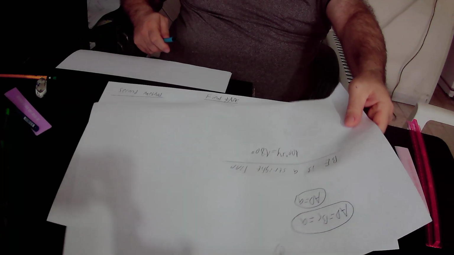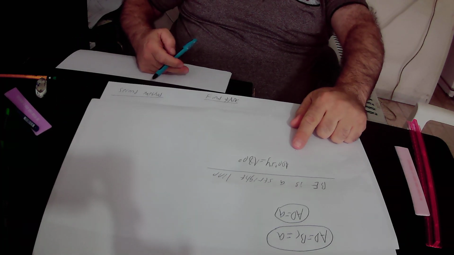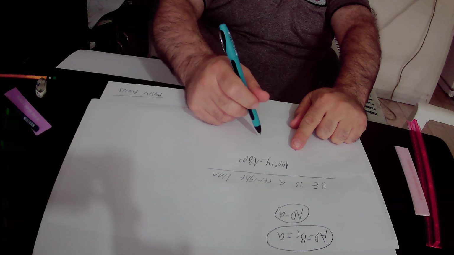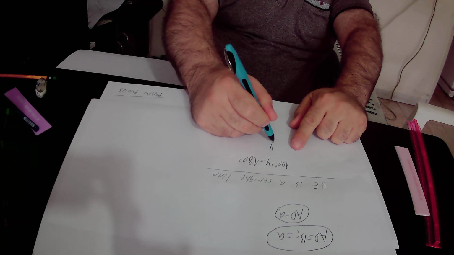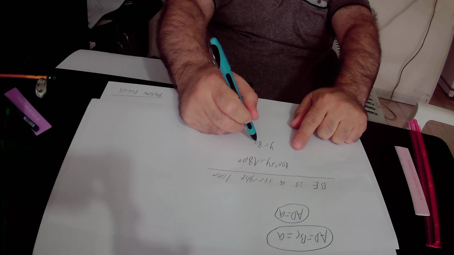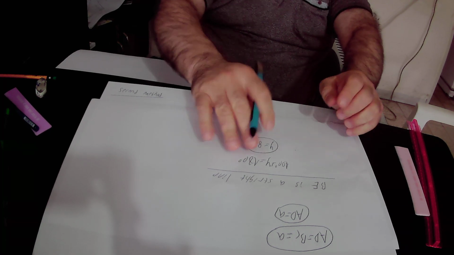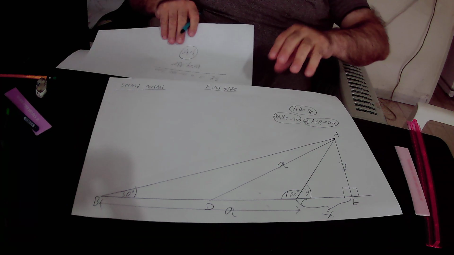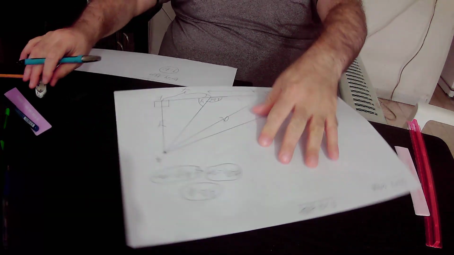Here we will subtract 100 degrees from this equation, and we will get that angle Y equals 180 degrees minus 100 degrees, which is 80 degrees. So we found out that angle Y equals 80 degrees. Here we can write down that angle Y equals 80 degrees.